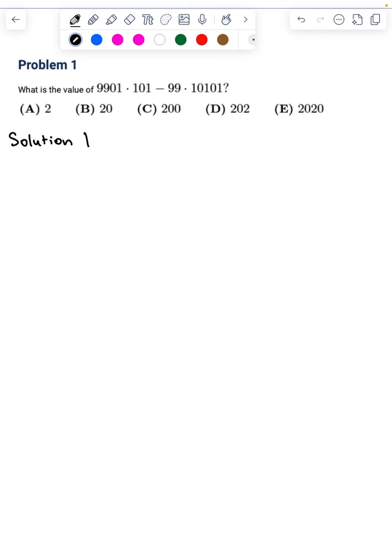Let's write 9,901 in a special form. I'll call it 100 squared minus 100 plus 1 times 100 plus 1. If you set a to 100, this will remind you of a squared minus a plus 1 times a plus 1, which is a cubed plus 1.